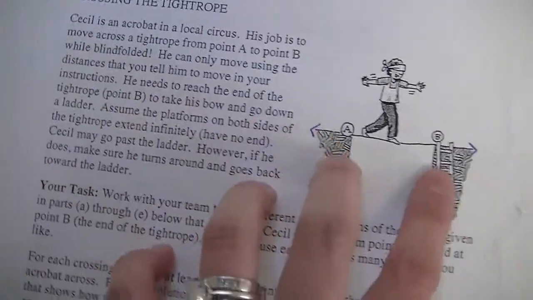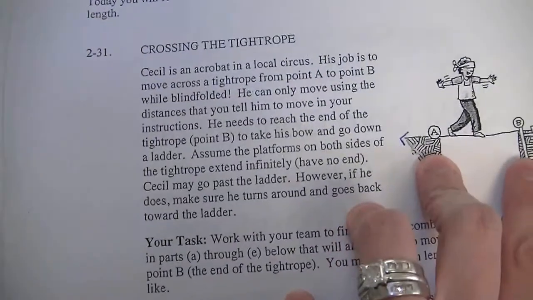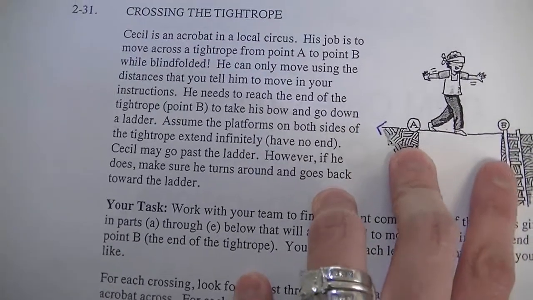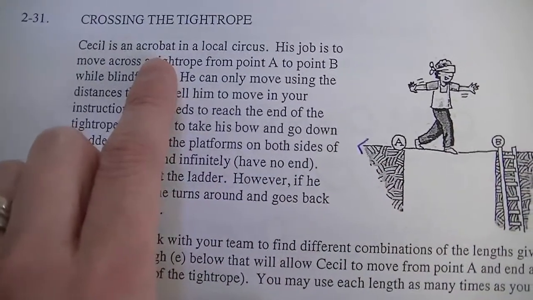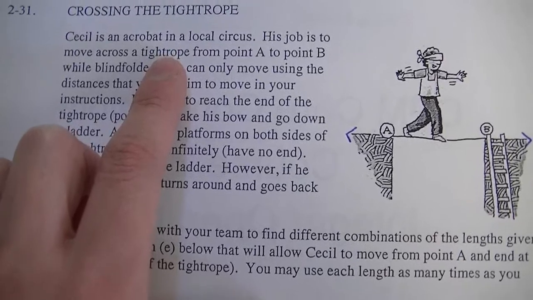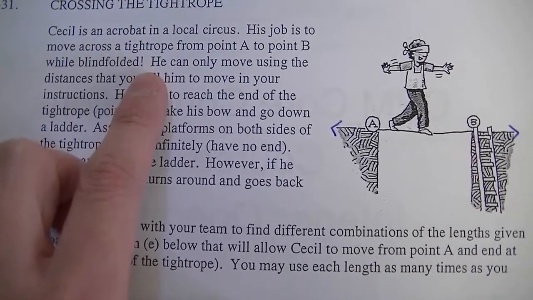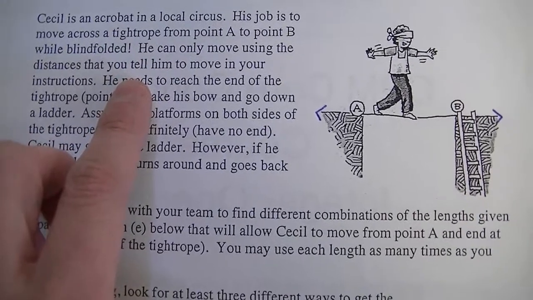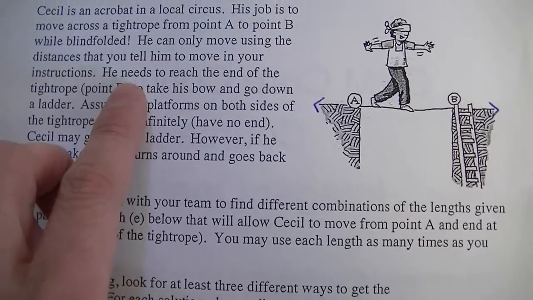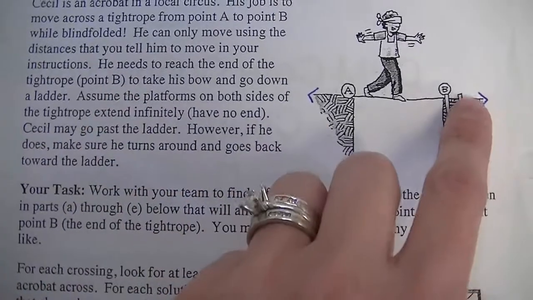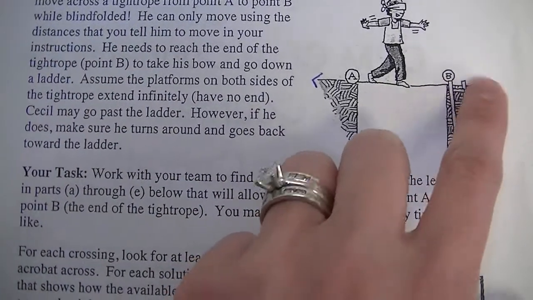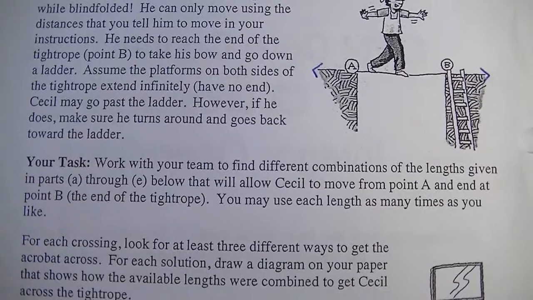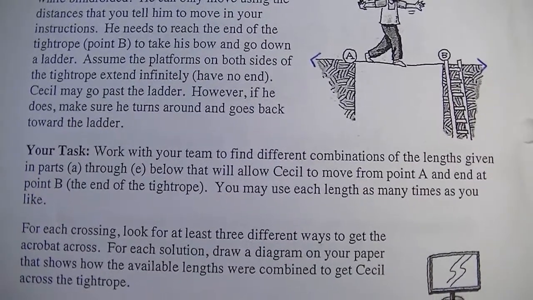Crossing the tightrope. Here was the example that we dealt with in class, and it had to do with Cecil, an acrobat. Cecil is an acrobat in a local circus. His job is to move across the tightrope from point A to point B while blindfolded. He can only move using the distances that you tell him to move in your instructions. He needs to reach the end of the tightrope at point B to take his bow and go down the ladder. Assume the platform on both sides of the tightrope extends indefinitely.